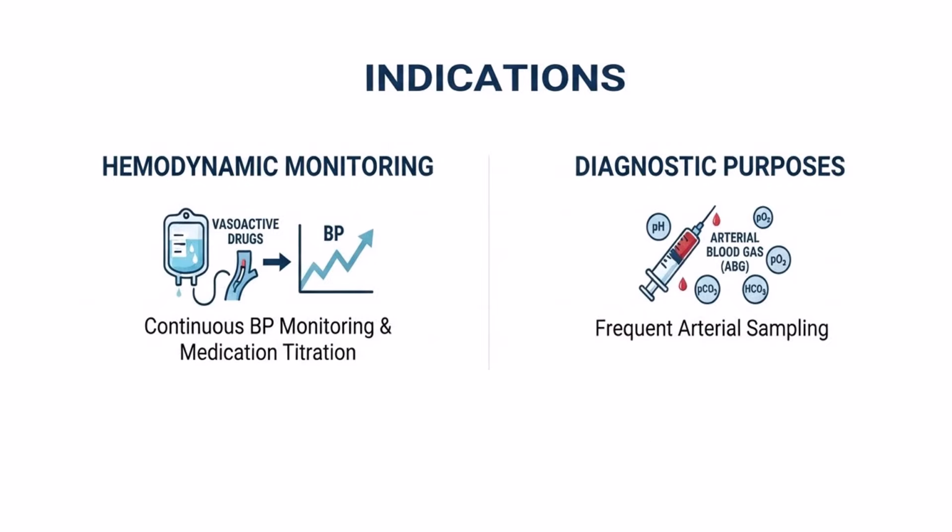The primary indications for arterial line placement fall into two categories: hemodynamic monitoring and diagnostic purposes. Hemodynamically, an arterial line is indicated in patients requiring continuous blood pressure monitoring and frequent titration of vasoactive medications. Diagnostically, it is used when frequent arterial blood sampling is required, such as in patients with respiratory failure, severe metabolic disturbances, shock, or those requiring serial arterial blood gas analysis during major surgery or mechanical ventilation.